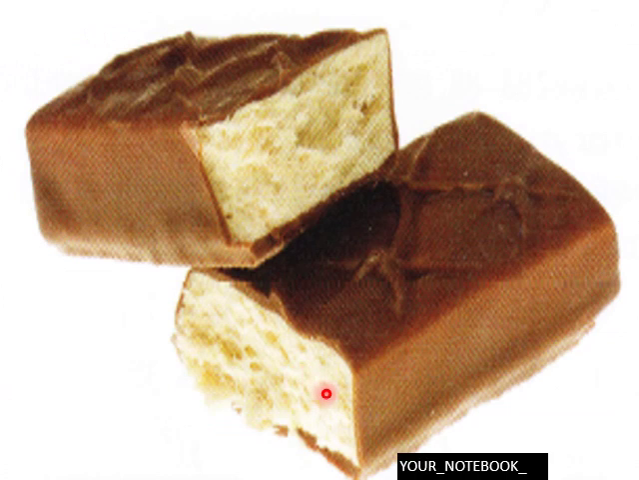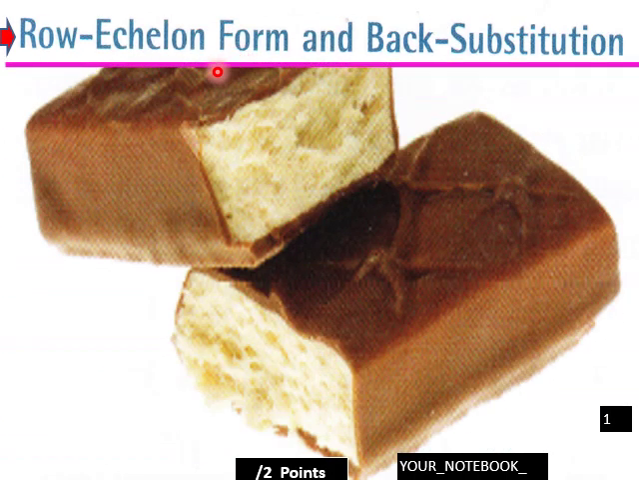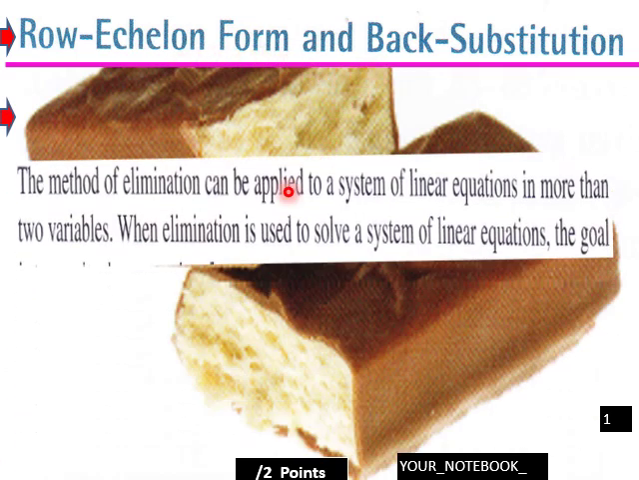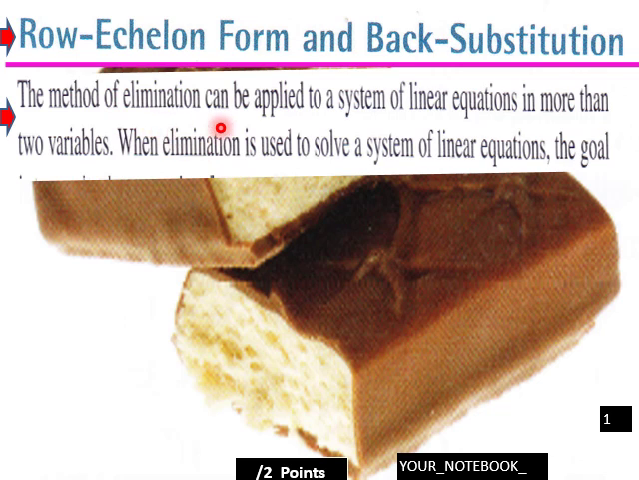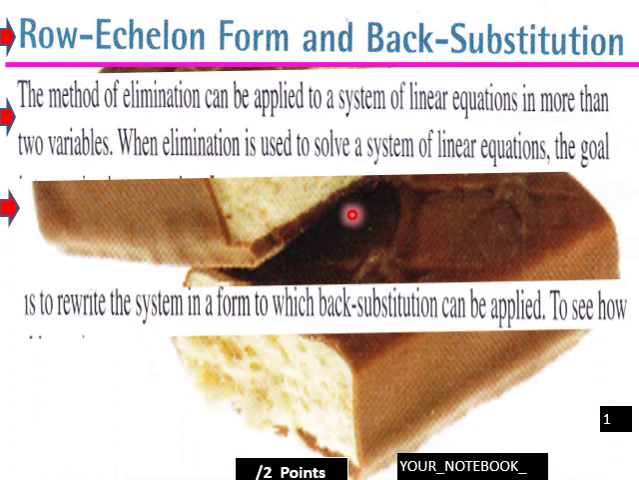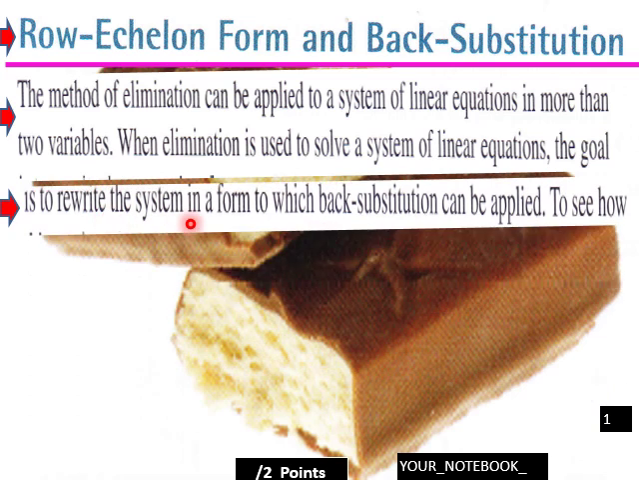Moving on to our lesson today. Our first page is a notebook entry here, students. Row echelon form and back substitution. The method of elimination can be applied to a system of linear equations in more than two variables. When elimination is used to solve a system of linear equations, the goal is to rewrite the system in a form to which back substitution can be applied.